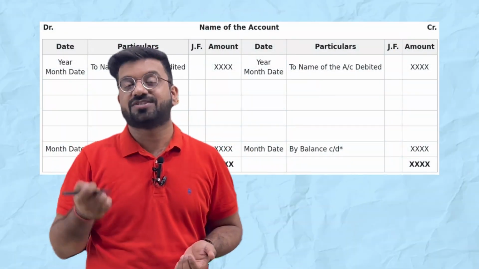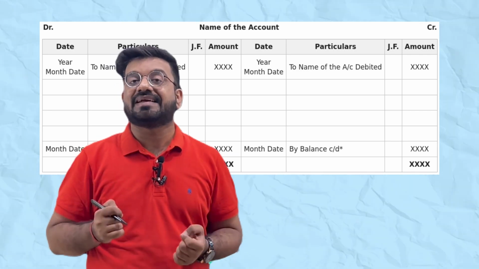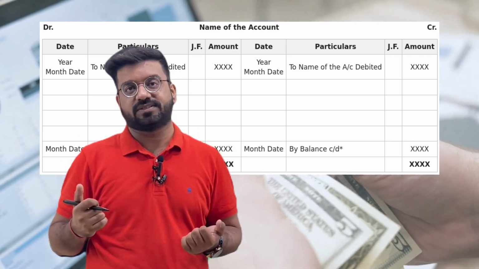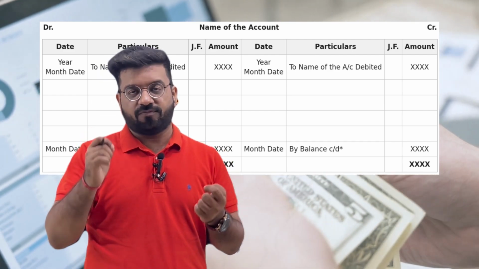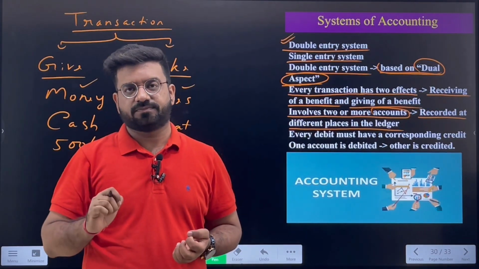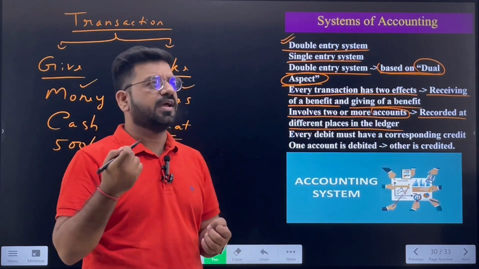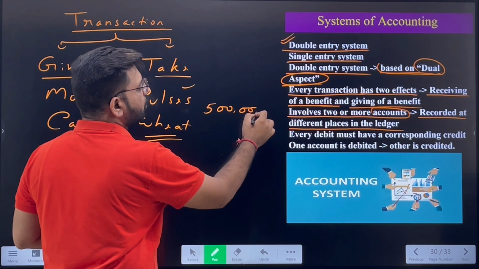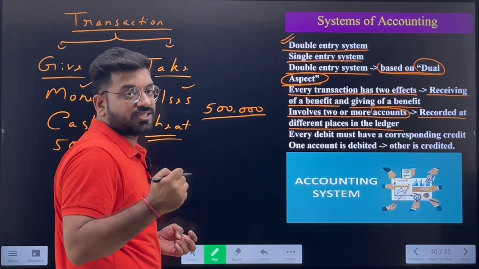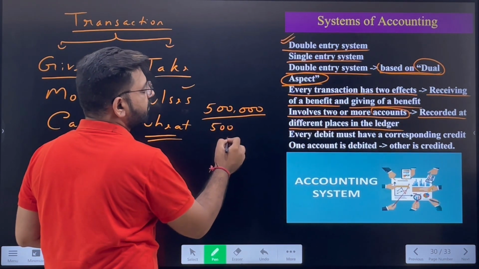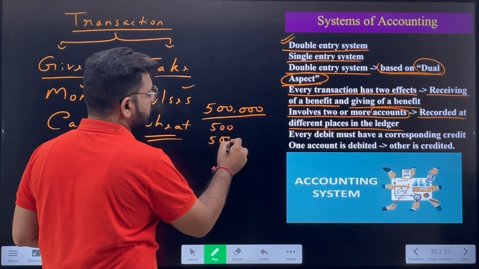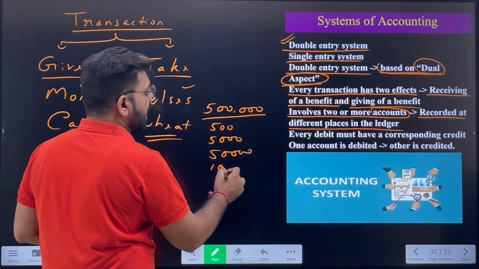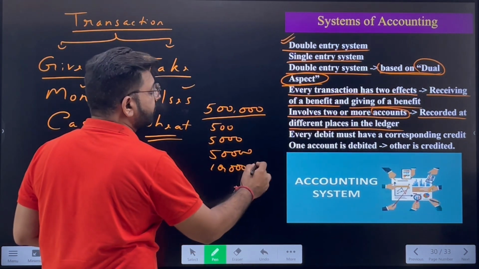Now, what is the meaning of ledger accounts? Ledger accounts are basically the summary of all the transactions we do on a regular basis. For example, in a full month, I have received approximately cash worth rupees 5 lakhs. The bifurcation of this 5 lakhs is that one day I received 500, the other day I received 5,000, the other day 50,000, the next day 10,000, and on the same day itself, again I received 20,000.